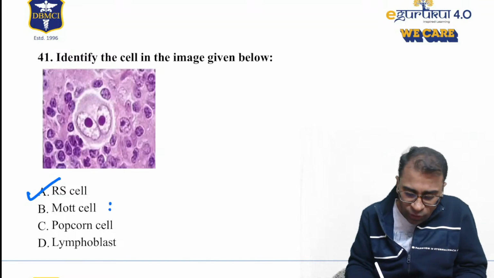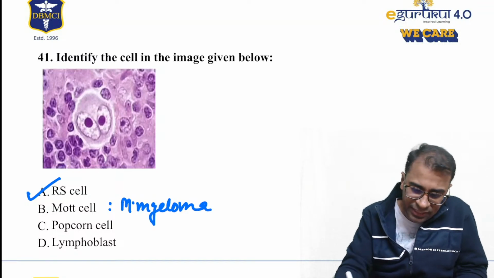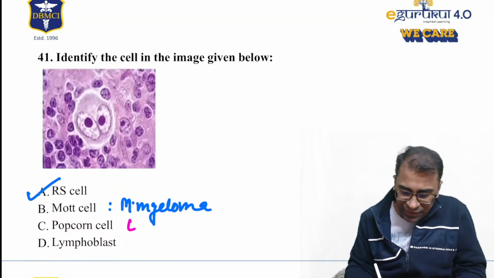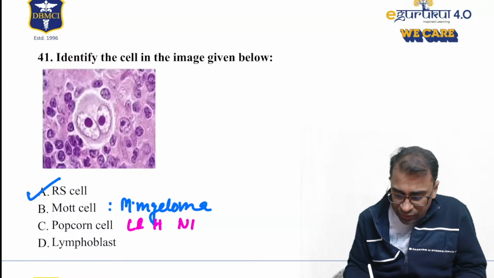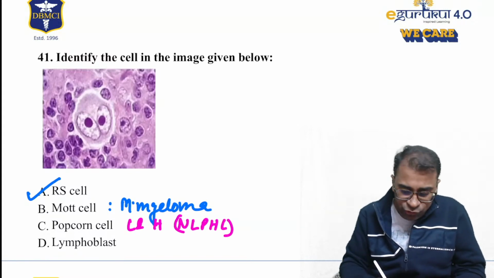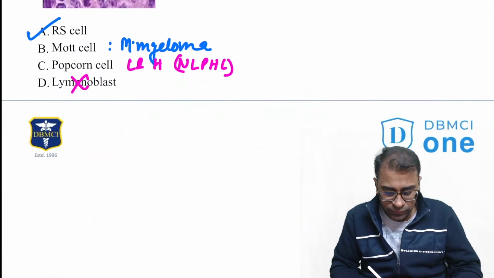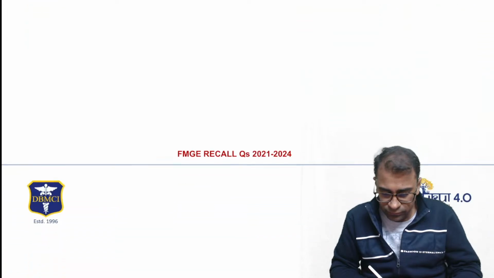Okay. Mott cell is seen in multiple myeloma. Popcorn cell is seen in the LNH variety of NLPHL, nodular lymphocyte predominant Hodgkin lymphoma, and it's not a lymphoblast here. Okay.